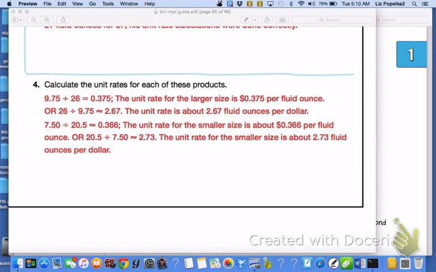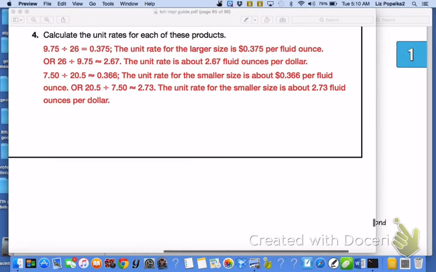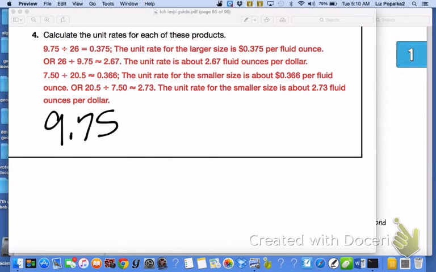Then right here, calculating the unit rates for each one. This is the math that I did back at the beginning. I did 975 divided by 26. So now let me just remind you what I did right in the opener. The other one cost us $9.75 for 26 ounces.